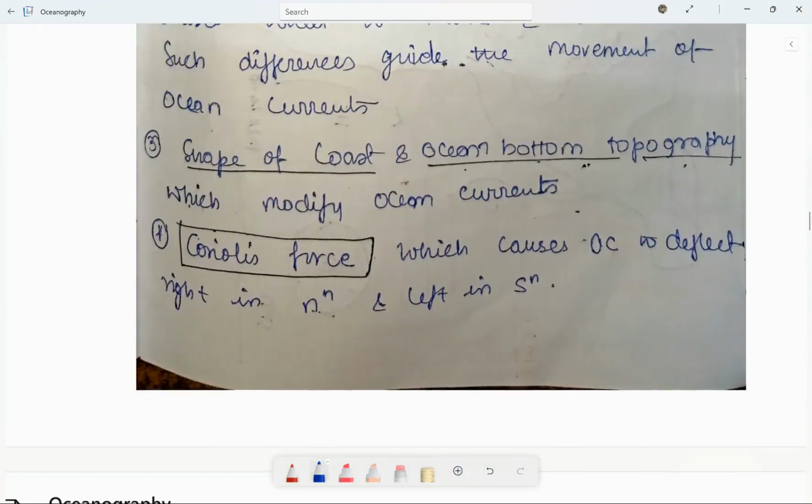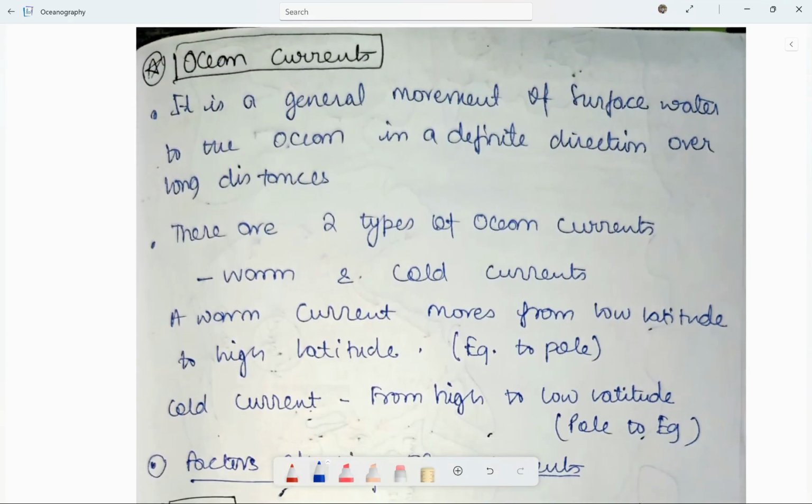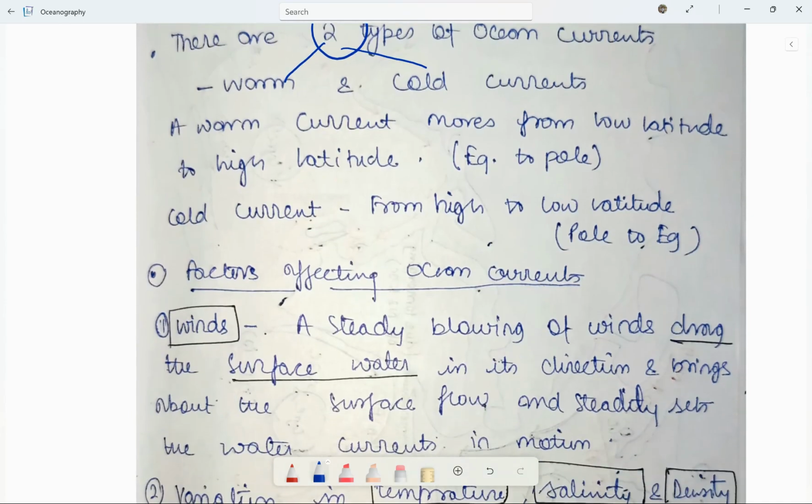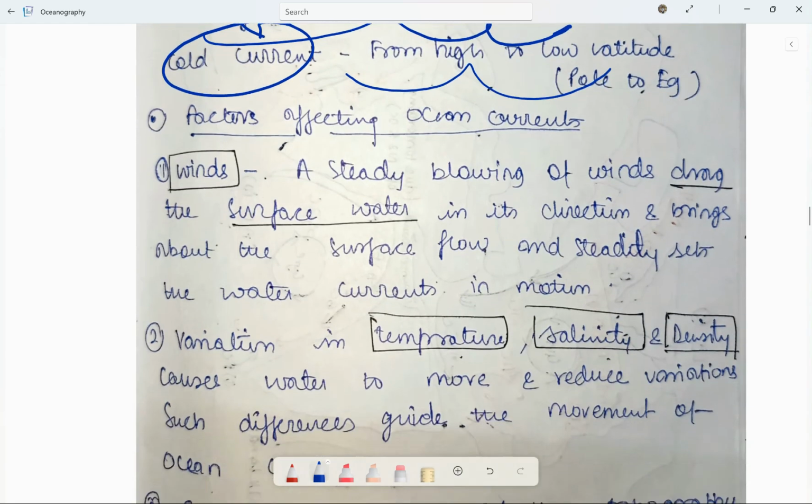Now ocean currents में क्या होता है ocean currents? This is the general movement of surface water in the ocean in a definite direction over a long distance. Now दो तरह के ocean currents होते हैं, एक होता है warm, एक होता है cold. Warm current move करता है low latitude से high latitude जैसे equator to pole, and cold current flow करता है high latitude से low latitudes.